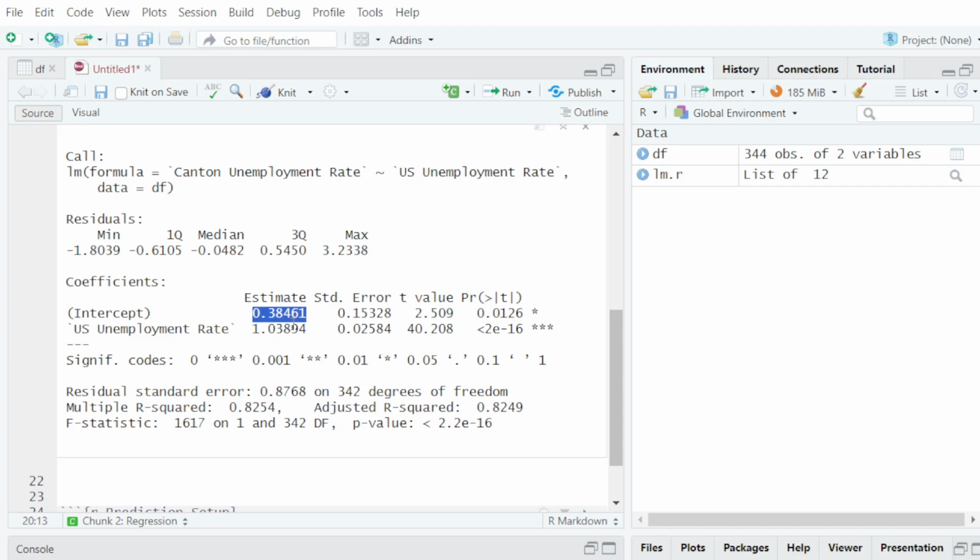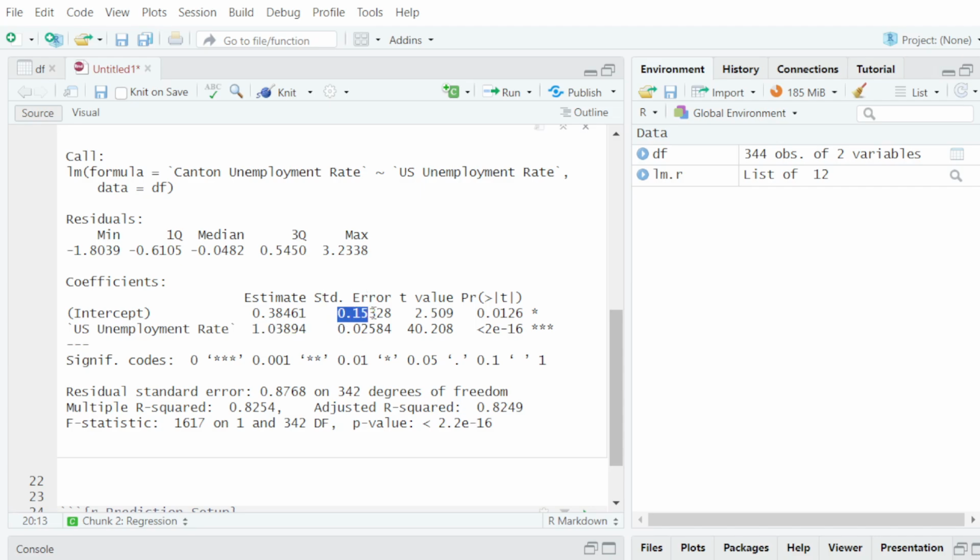So this slope variable, really the slope estimate, what it really tells us is if the US unemployment rate goes up by 1, how much does the Canton unemployment rate go up? That'd be your answer right here. It's that rise over run kind of concept. Okay, so that's the first column here of estimate.